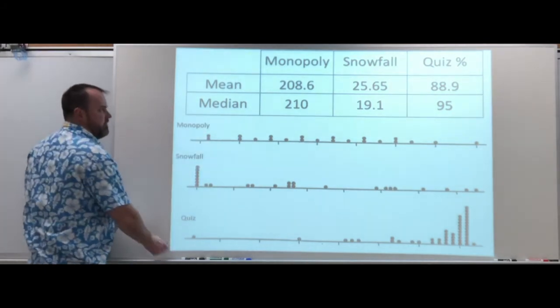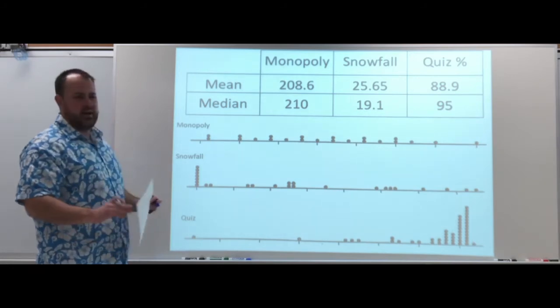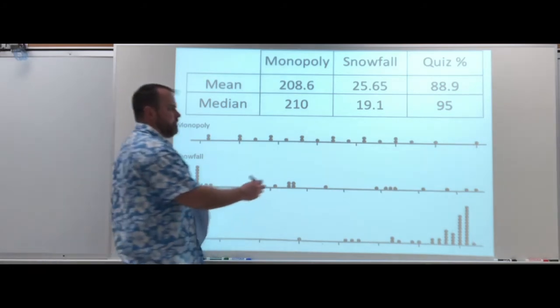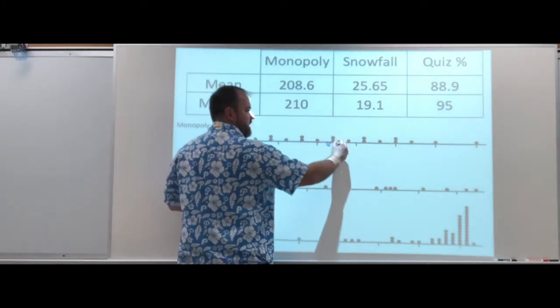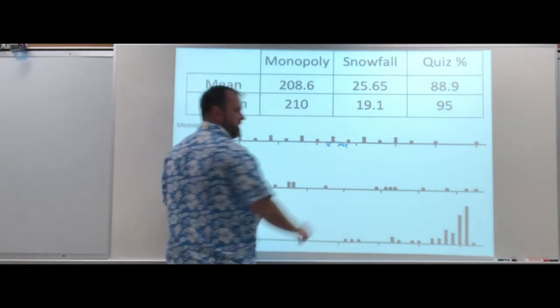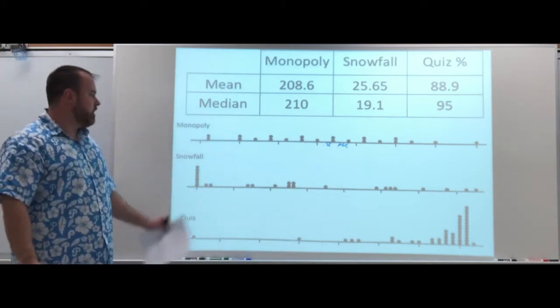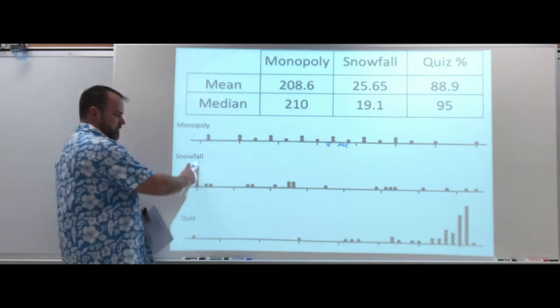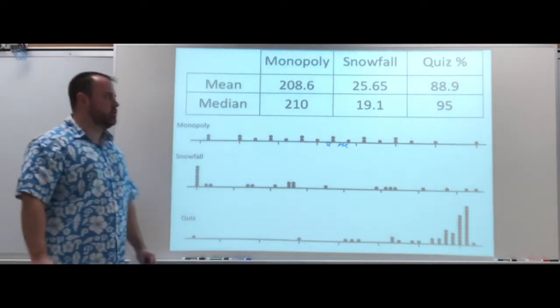If you look at where the 208.6 and the 210 is, I'm not going to know exactly where they are, but the mean is right about here. The median is not too far away. They're very close to each other, and that's a symmetric data set. For the snowfall, we have a high peak over here, and then it starts getting spread out. This is going to be skewed to the right.